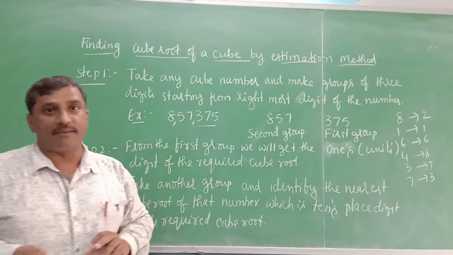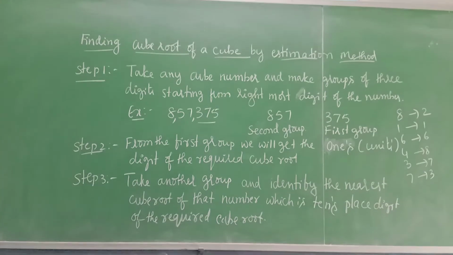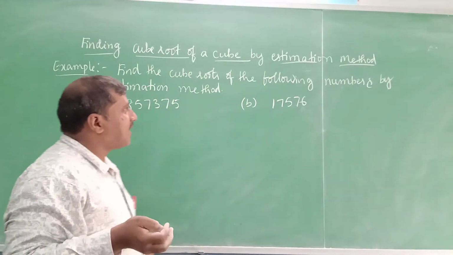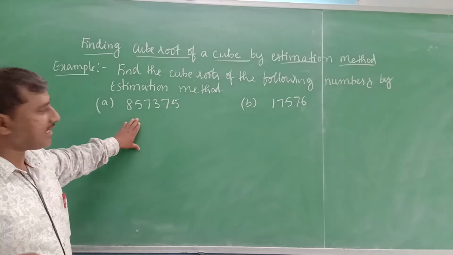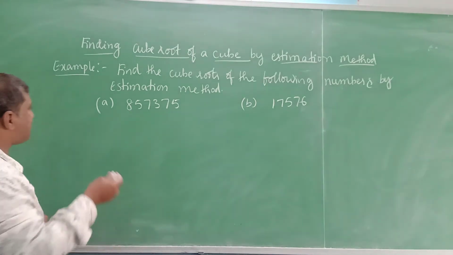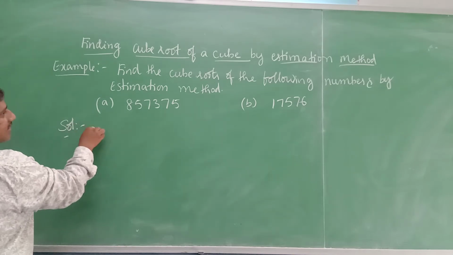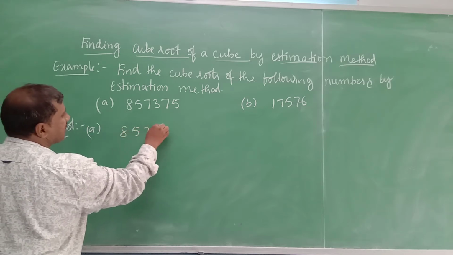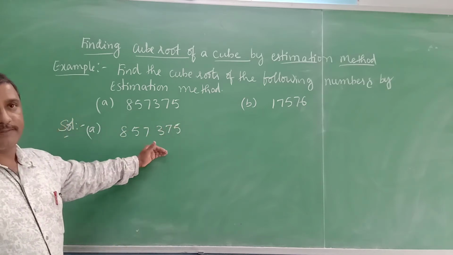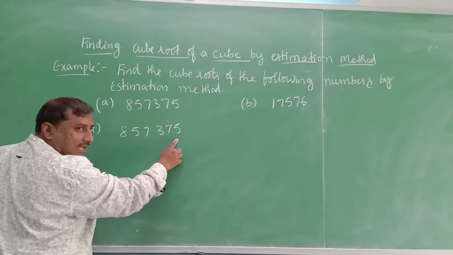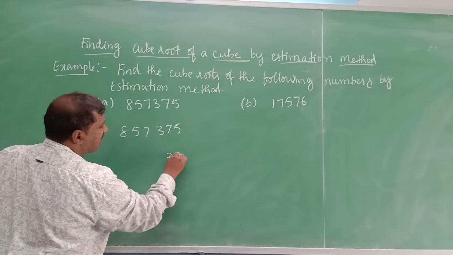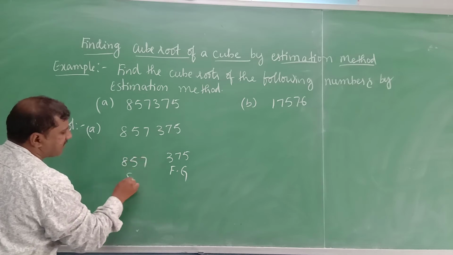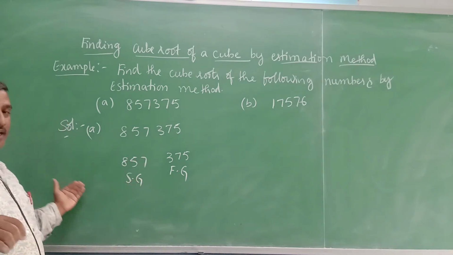Now we will discuss an example. Find the cube roots of the following numbers by estimation method. The first one is 8,57,375, and the second question is 17,576. Take 8,57,375. Now group these numbers, first group and second group. The first group will be the rightmost three digits, that is 375. Then 857 is the second group. If you find one more digit, that comes under the third group.